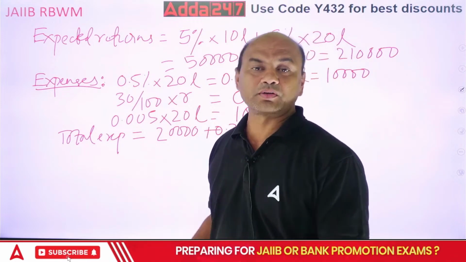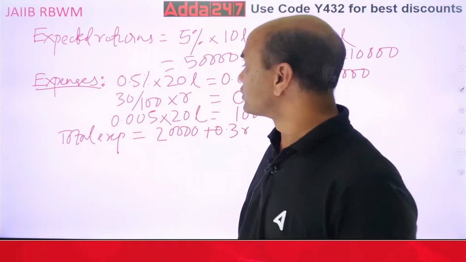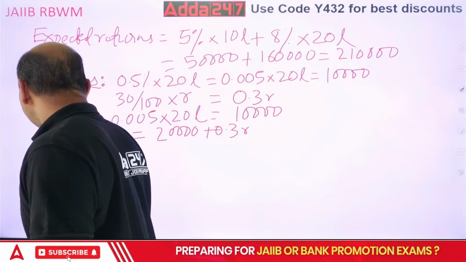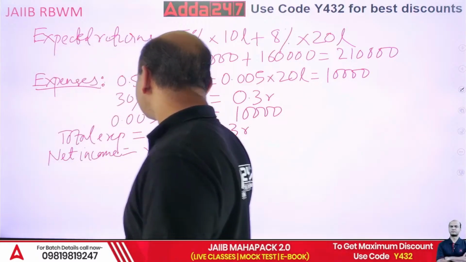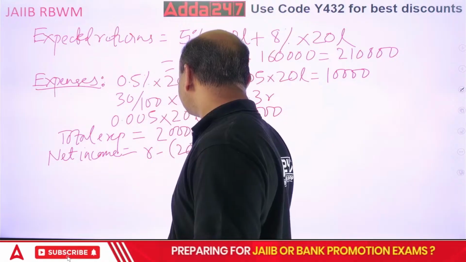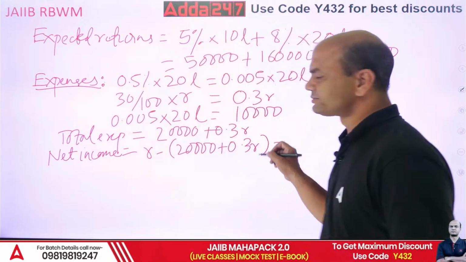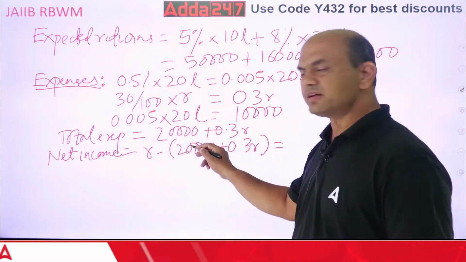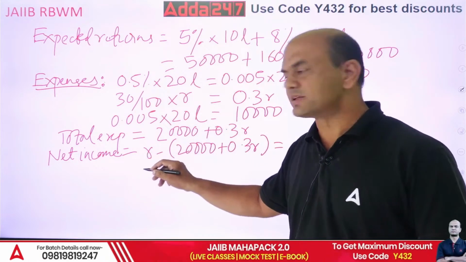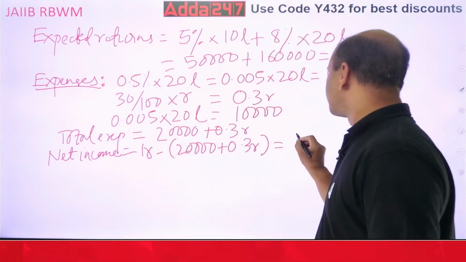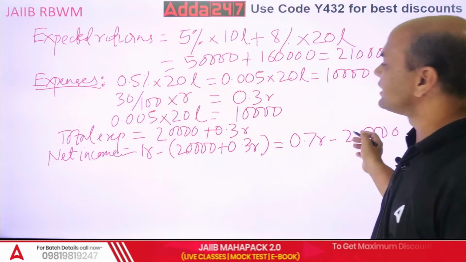My income will be whatever I am getting. What am I getting? I am getting R. From that I will subtract these expenses. So my net income is equal to R minus, look at this, R minus (20,000 plus 0.3R). So if you solve this, minus comes inside. So it will be minus 20,000 and minus 0.3R. So R minus 0.3R, 1R minus 0.3R. So 0.7R minus 20,000. So this is my net income.